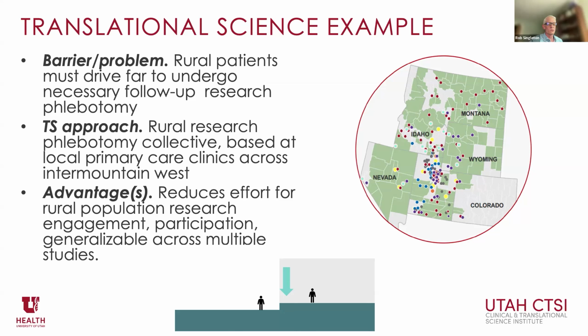And one translational science approach to that barrier to the performance of clinical research is to establish a rural research phlebotomy collective that spreads across the Intermountain West, a series of primary care sites capable of drawing blood for research purposes. It's pretty obvious how this reduces the effort for participants, but also for research teams who might otherwise have to travel to these remote participants. And it's also obvious how this is generalizable to multiple studies.